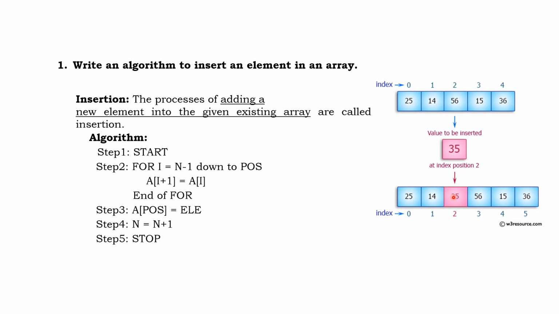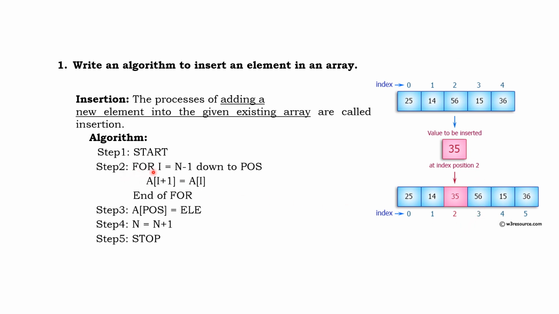What is the position here? The index position is 2. A of 2 equal to new element 35 will be inserted. After inserting, your array size will be incremented by 1. Hence, this is n equal to n plus 1. Earlier it was 5, now the list contains 6 elements.